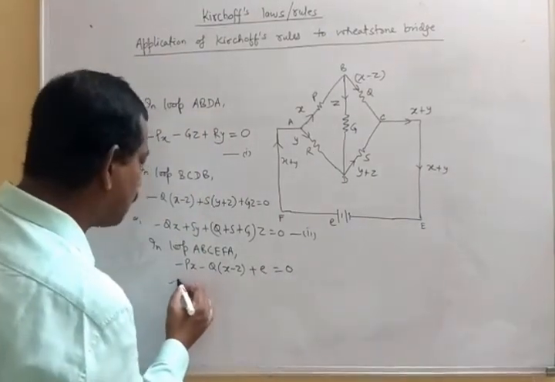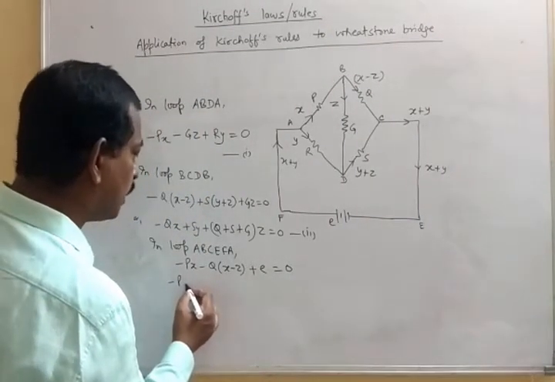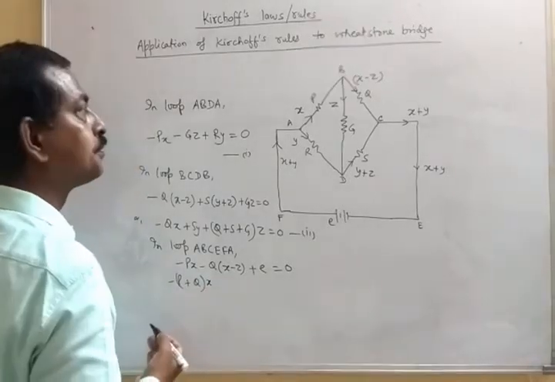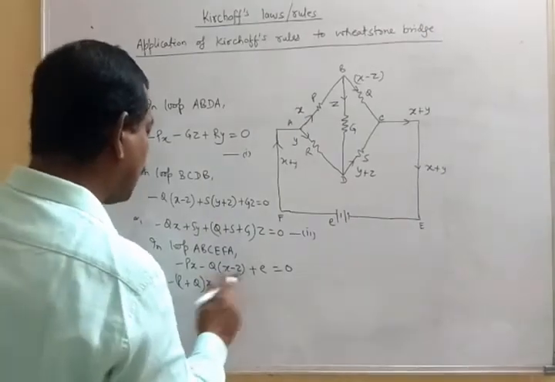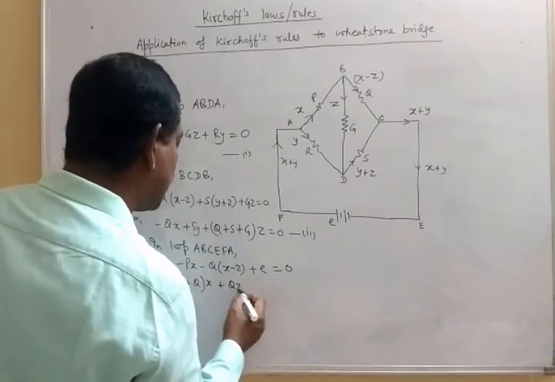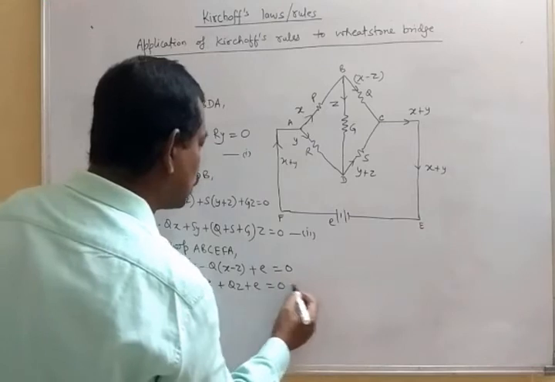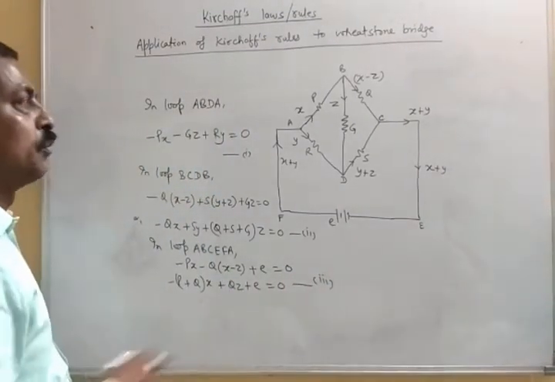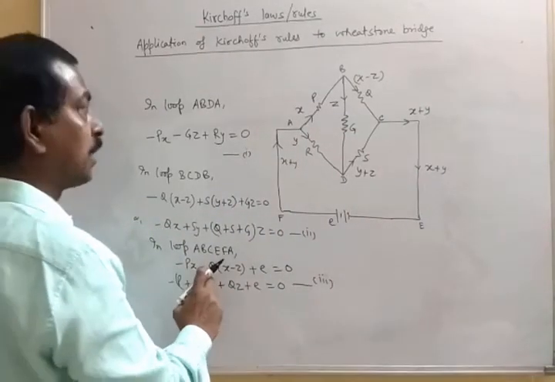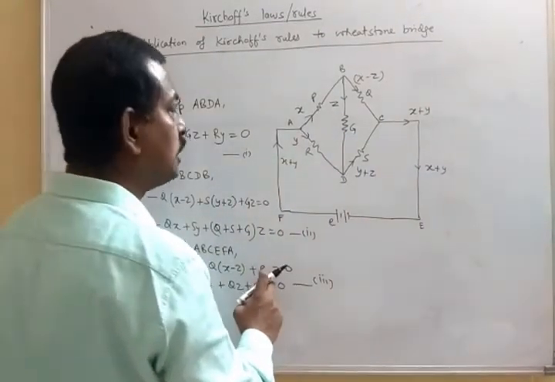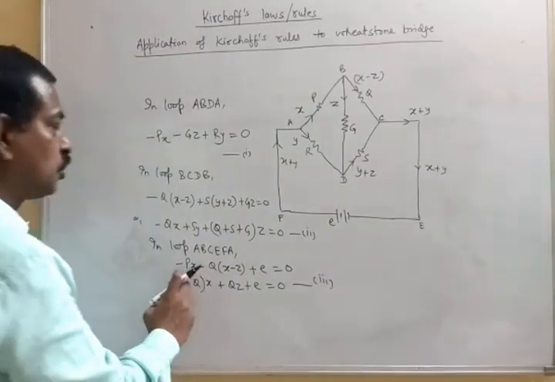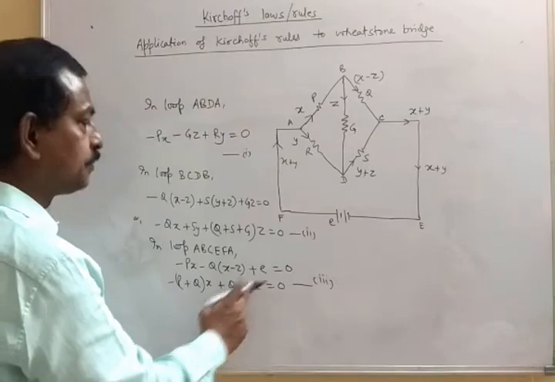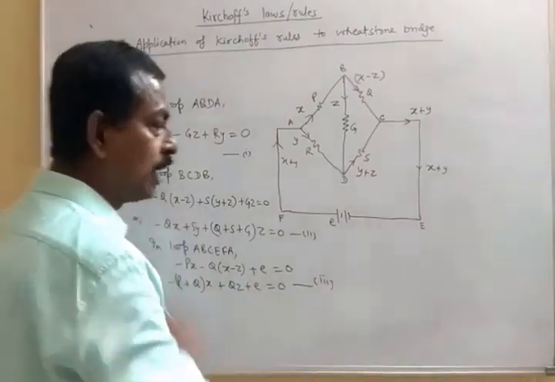So now you have minus Px minus Q(x minus z) plus E equals to 0. Let it be the third equation. We have taken this minus Px minus Qx plus Qz plus E equals to 0 as the third equation.